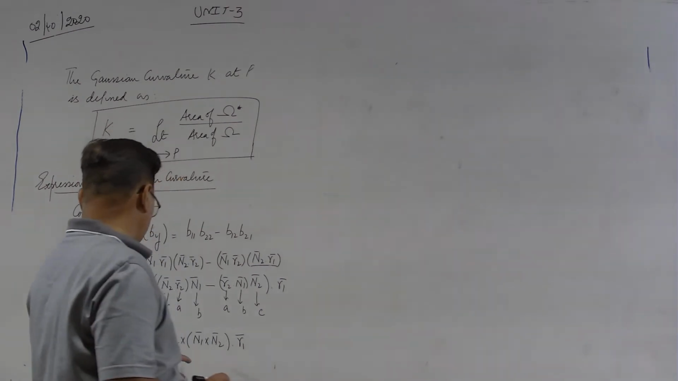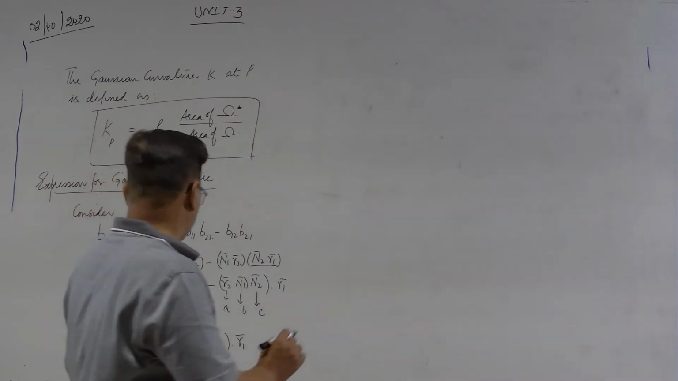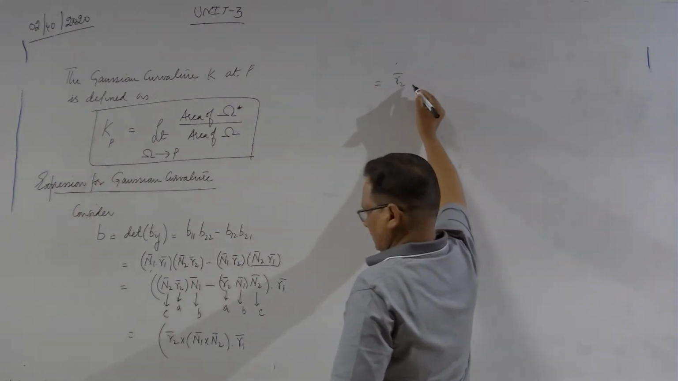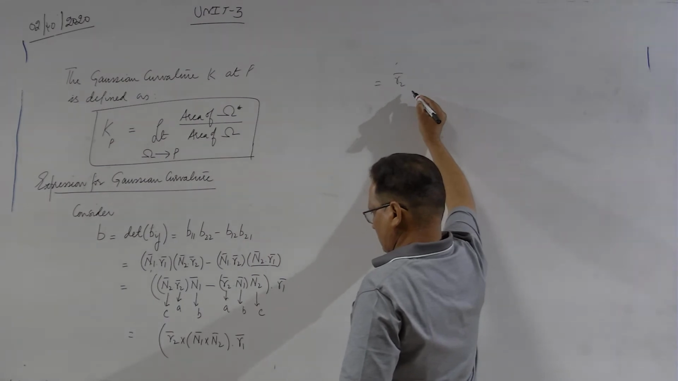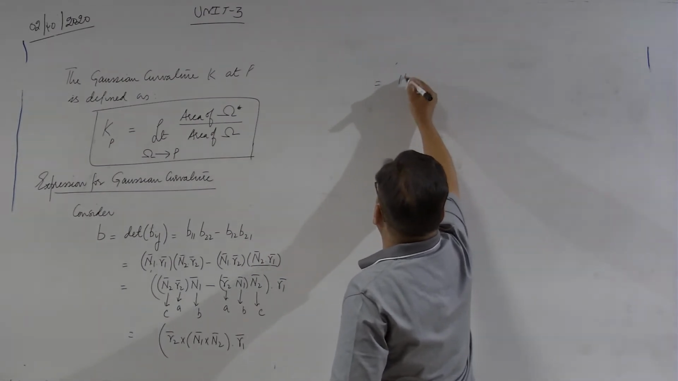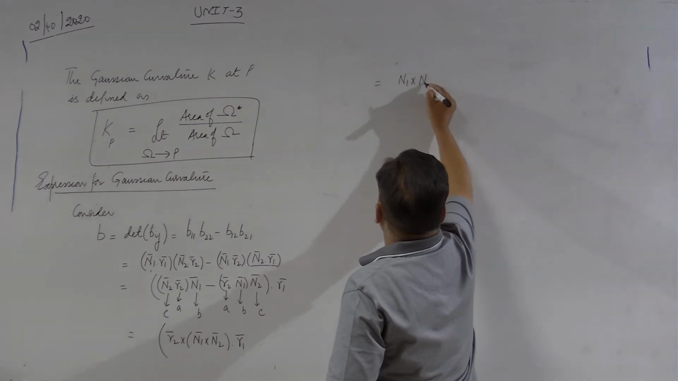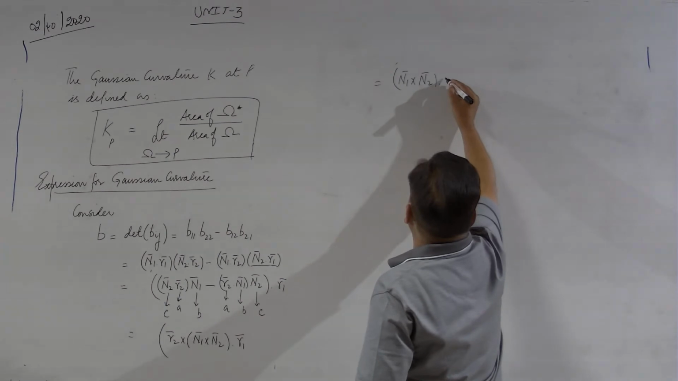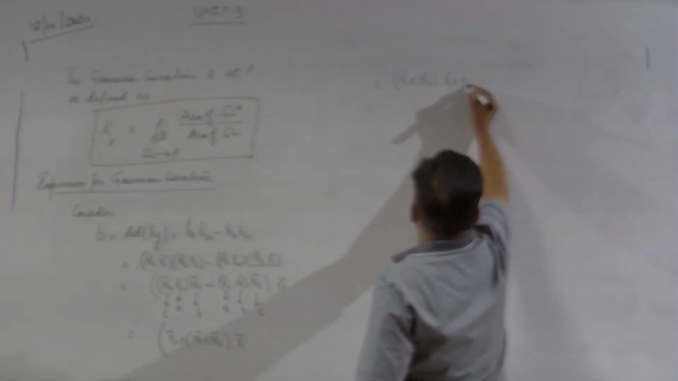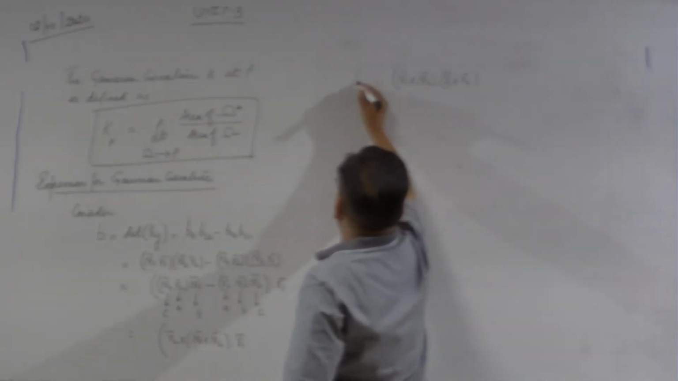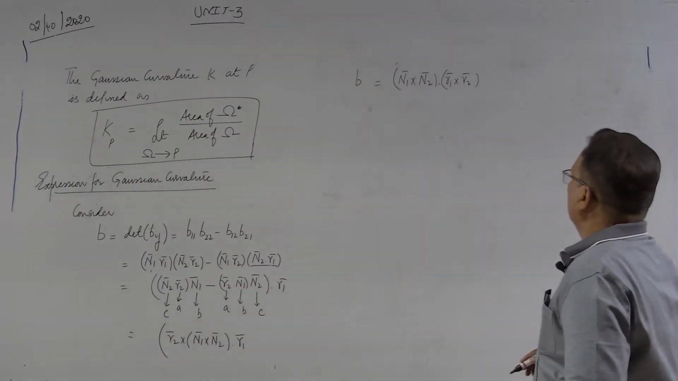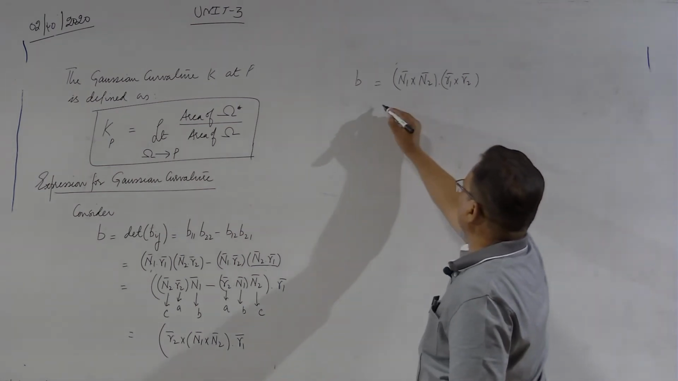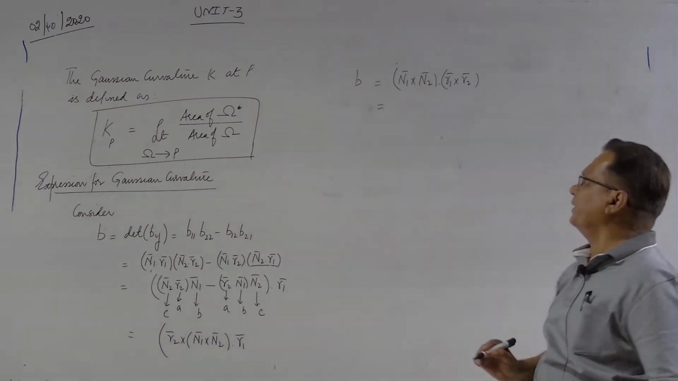So, now I can interchange dot and cross in this triple product. So, this is R2, this is N1 cross N2, dot R1 cross R2, and the left side is B. So, B is this, you may call it number 1, and now use the formula of dot product over here.